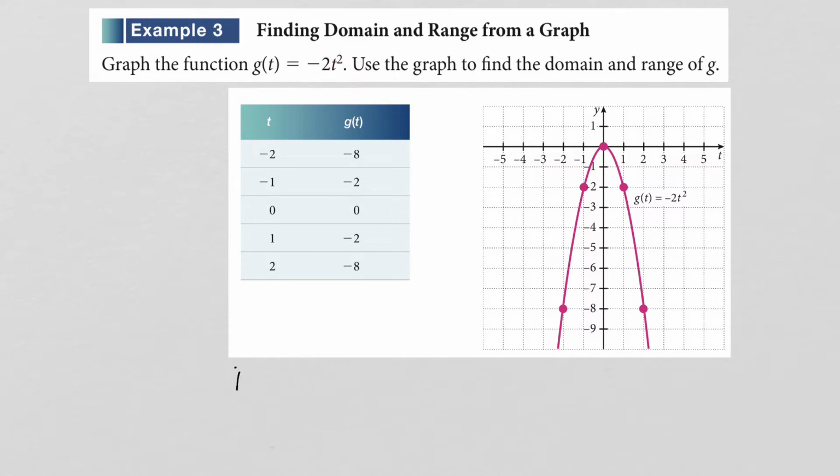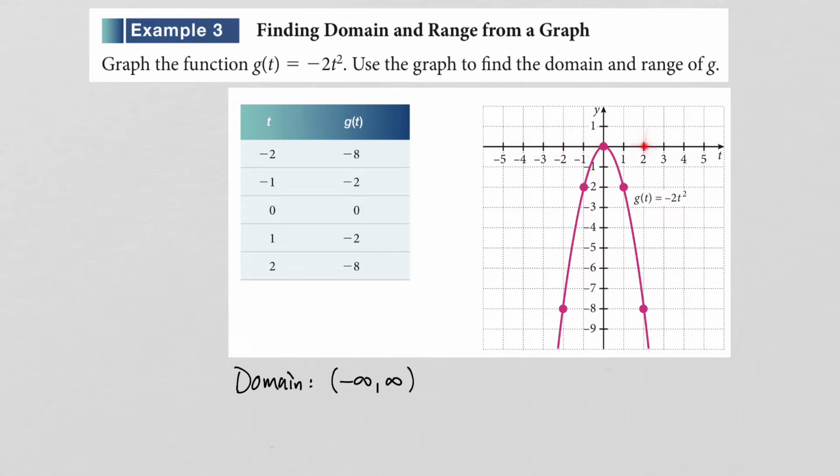So your domain is going to be all real numbers. Now, again, that's because you never have to worry about dividing by 0 or taking the square root of a negative or anything that is restricted, right? Now, another way to interpret this is notice that the graph covers every single value on the t-axis here, right?